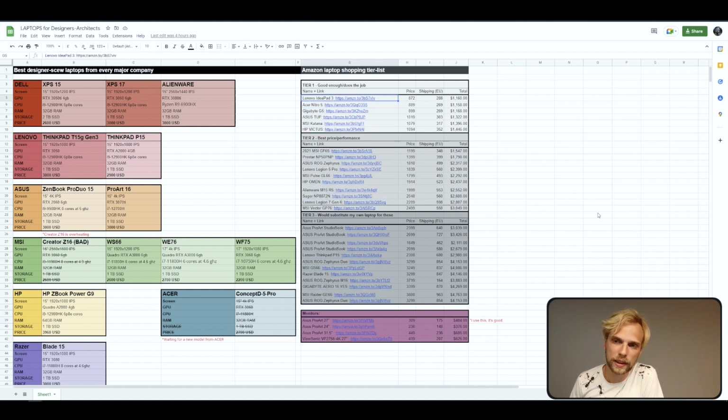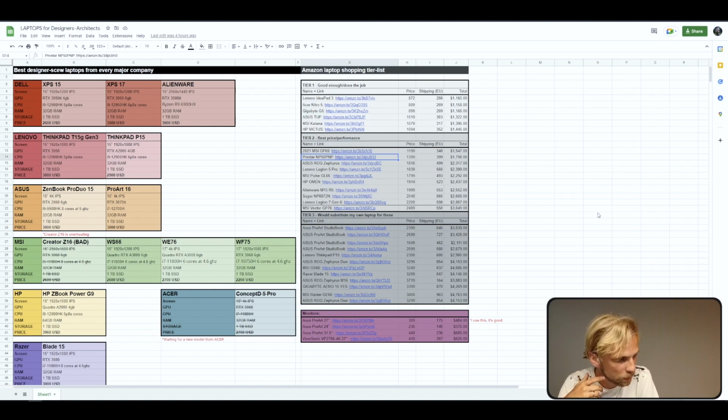Coming back to the list that we have here, tier 1, good enough does the job. What does that even mean? Well, it means that as you buy this laptop, it should be enough. This laptop should be enough to get you through 5 years of your education. So that was my thought process, and these were the best laptops that I could find, best price to performance for the laptops that I could find on Amazon. So you can see the price here and the shipping cost here and the final price here.